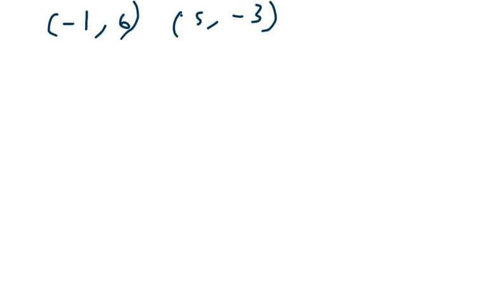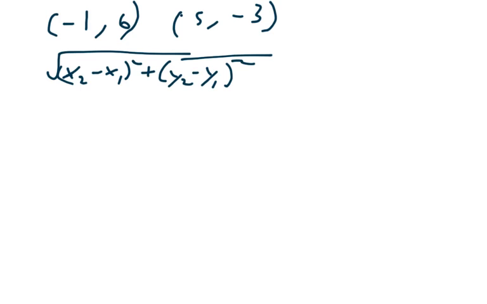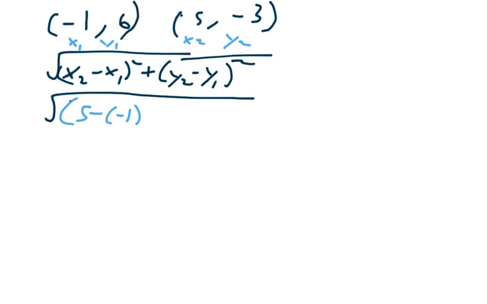Alright, problem number 1 is to find the distance and midpoint and slope between these points. So for the distance, we got x2 minus x1 squared plus y2 minus y1 squared. So in the problem for all of these, we got x1 and y1, x2 and y2. So we got 5 minus negative 1 squared plus negative 3 minus 6 squared.